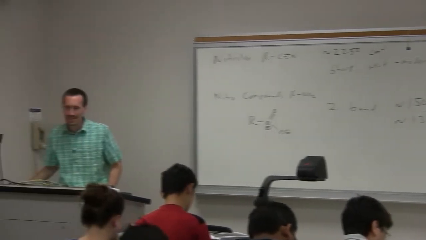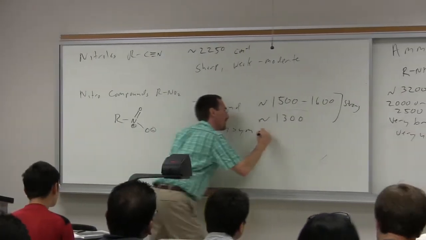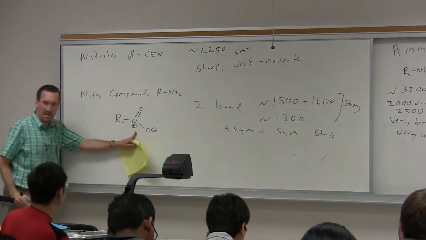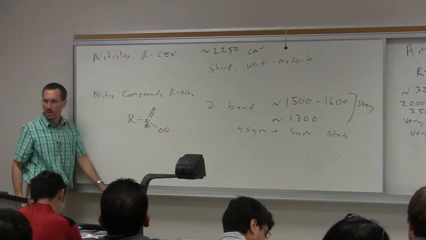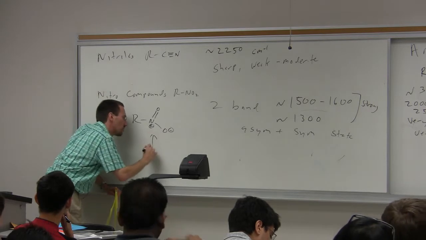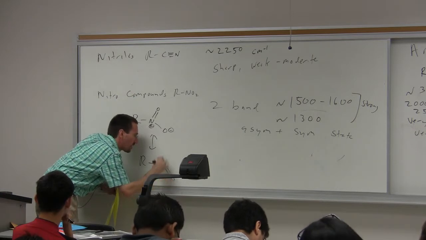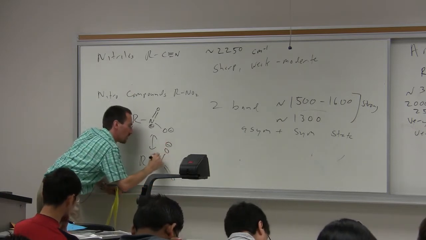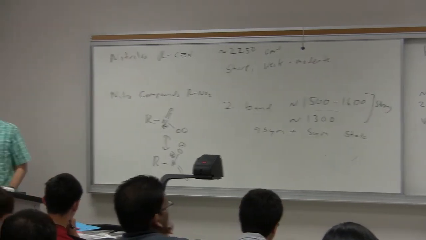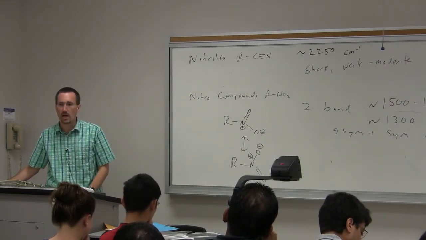What are the two bands? Symmetric, asymmetric. Even though I'm writing one resonance structure, that doesn't mean there's one nitrogen-oxygen double bond and one nitrogen-oxygen single bond. There are two equal resonance structures contributing equally. And so it's 1.5 bonds apiece. Is the asymmetric stretch always higher? The asymmetric stretch is always higher in frequency. It's just a higher energy stretch.